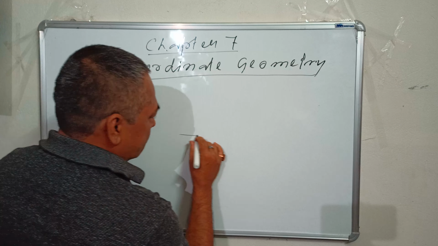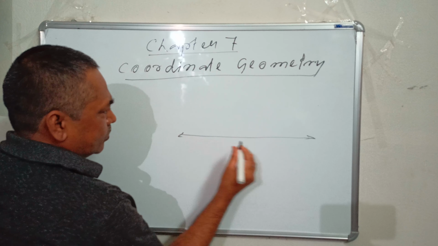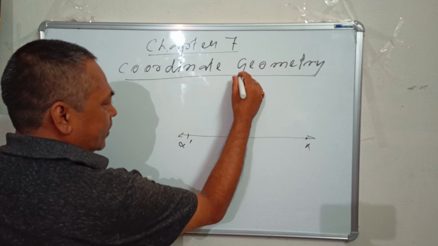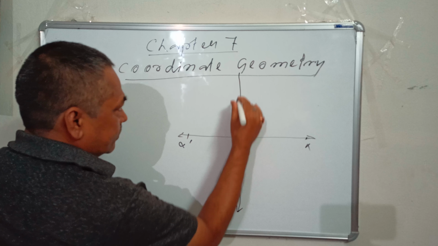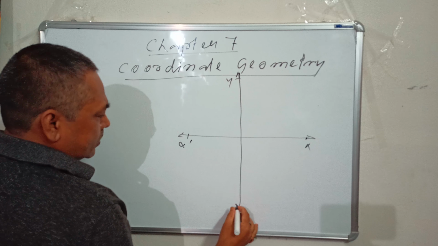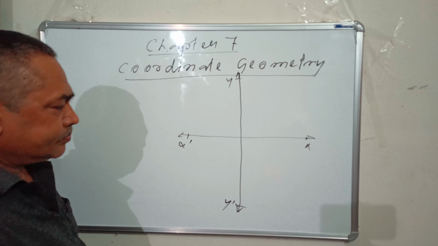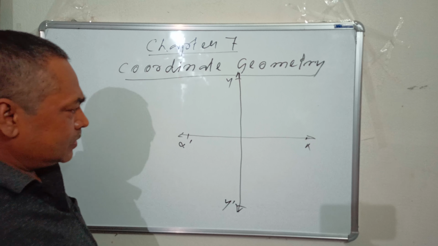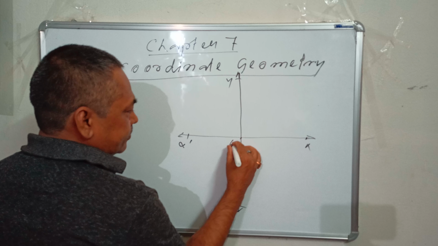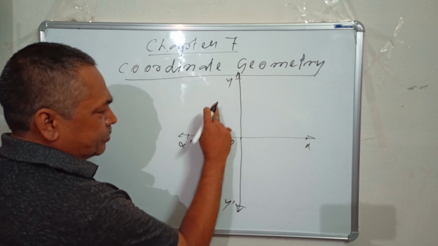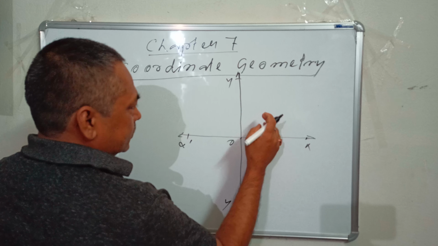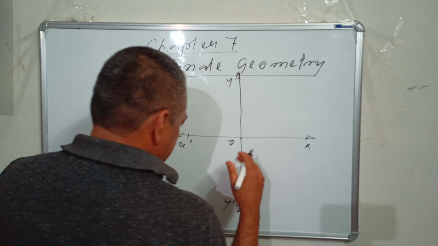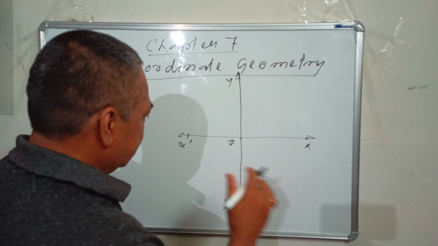It has a horizontal line, we call it the x-axis, and a vertical line, we call it the y-axis, and these two lines are perpendicular to each other. You remember this point is called the origin. These are the four quadrants: first, second, third, fourth. Here these quadrants are not that much required.